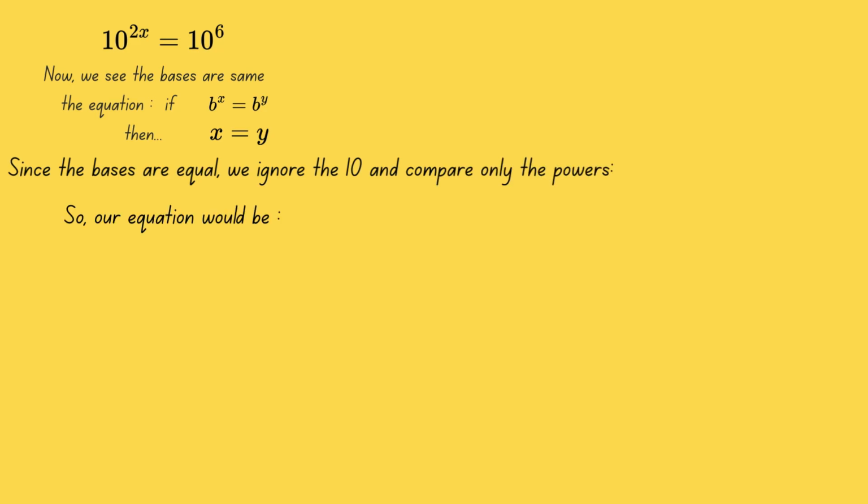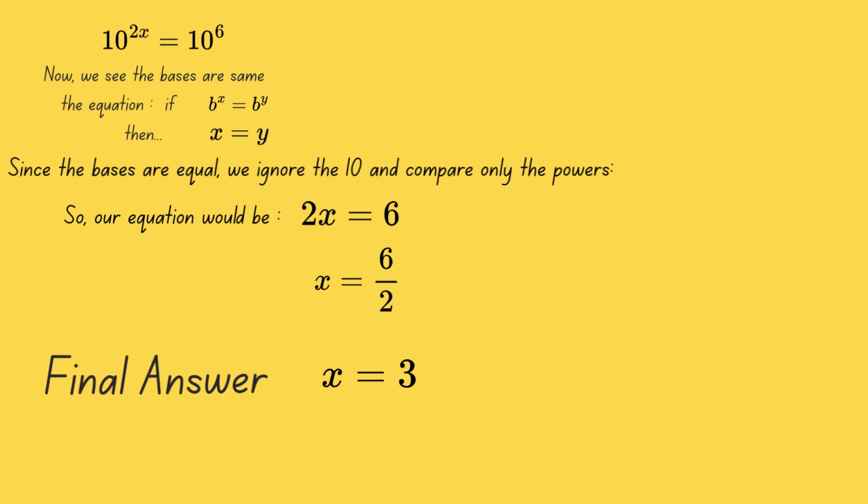So our equation would be 2x equals 6. Then x equals 6 over 2, and x equals 3. Final answer would be x equals 3.